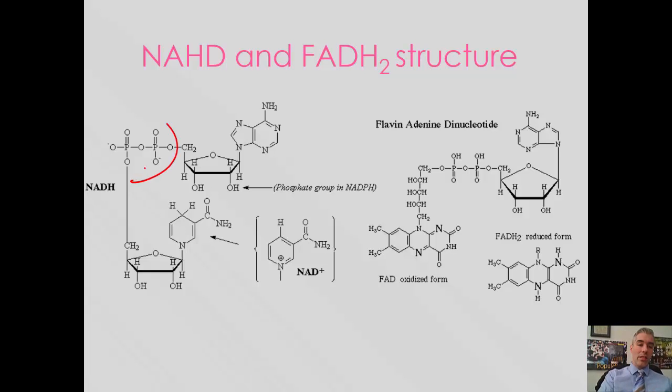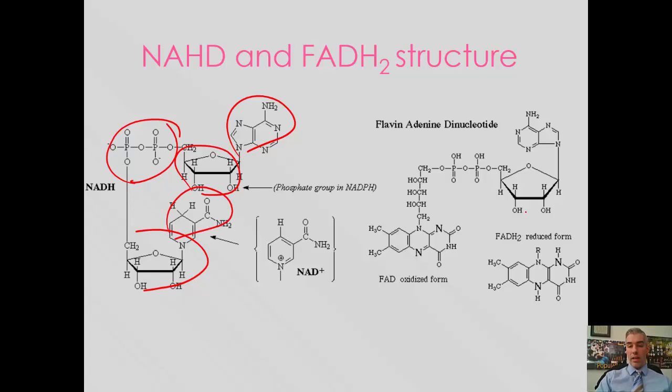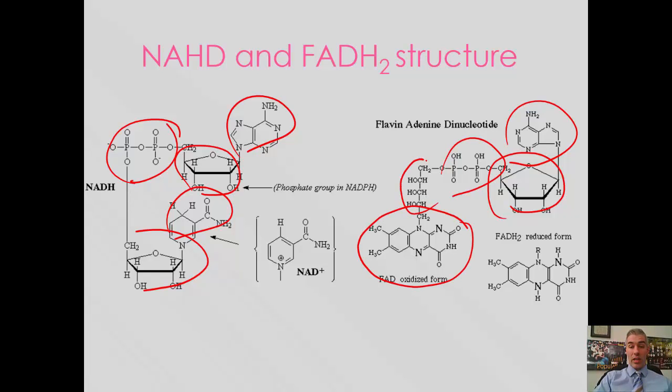We have phosphates, we have a sugar, we have a base. Again, this is the FAD molecule. We have sugar, base, and phosphate groups. This is a nitrogenous base right here. This is actually a kind of sugar molecule. Notice the ratio of carbon to hydrogen to oxygen is 1 to 2 to 1, so there is a sugar component to that molecule.